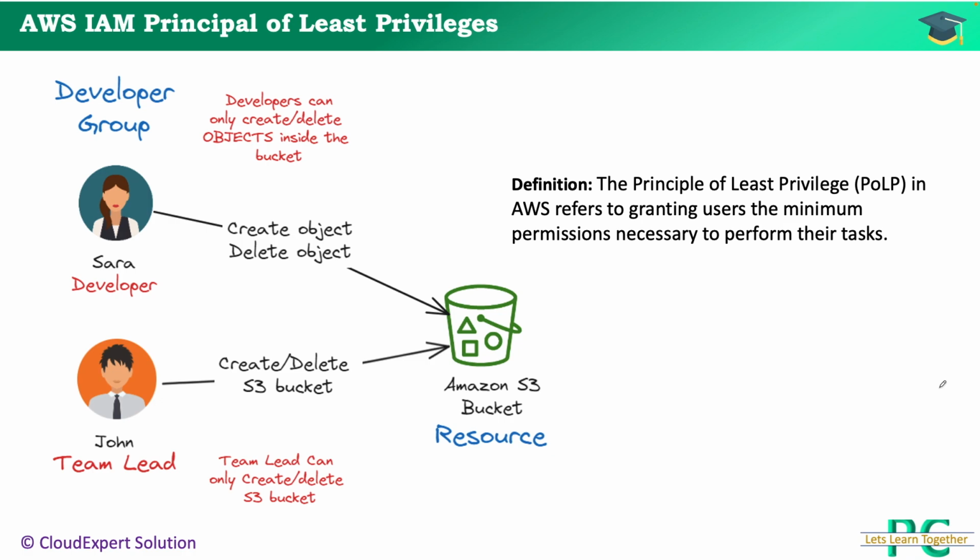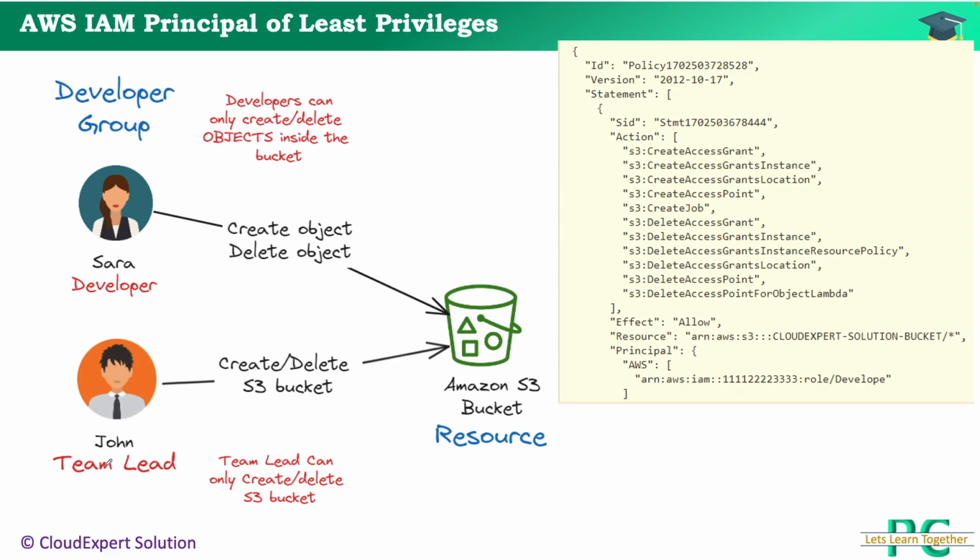Let's try to understand with some policy examples. For our scenario, let's say John is the team lead and John should only have create and delete S3 bucket, and Sarah is our developer who should have only create object and delete object. Sarah should not have create bucket or delete bucket permission, and John should not have create object or delete object permission.